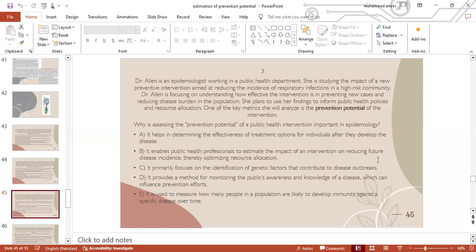A, it helps in determining the effectiveness of treatment options for individuals after they develop the disease. B, it enables public health professionals to estimate the impact of an intervention on reducing future disease incidence, thereby optimizing resource allocation. C, it primarily focuses on identification of genetic factors that contribute to disease outbreaks. D, it provides a method for monitoring the public's awareness and knowledge of a disease, which can influence prevention efforts. E, it is used to measure how many people in a population are likely to develop immunity against a specific disease over time.